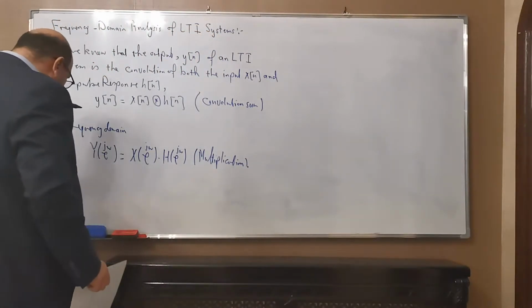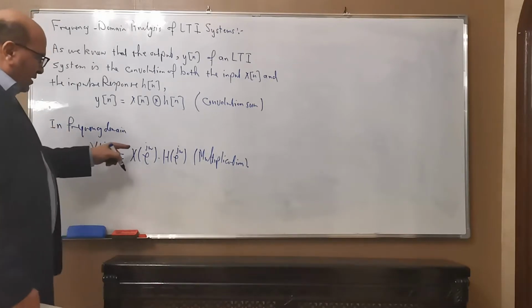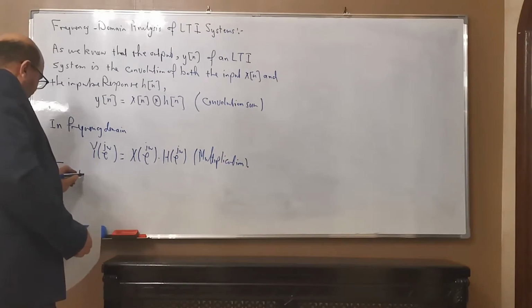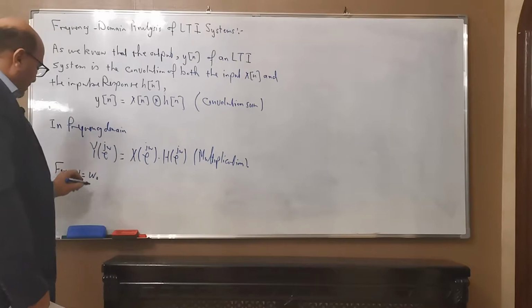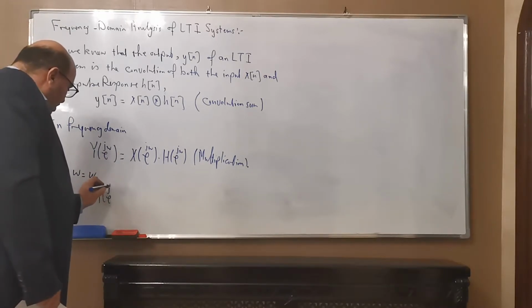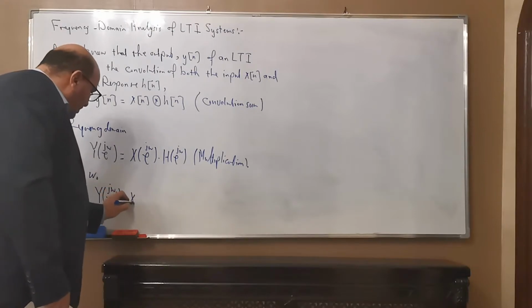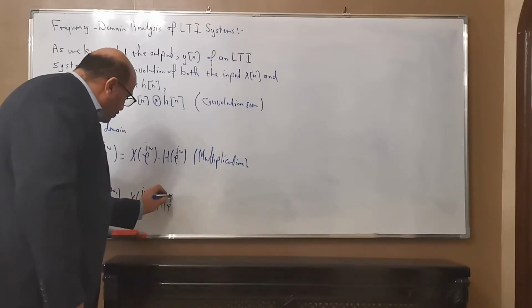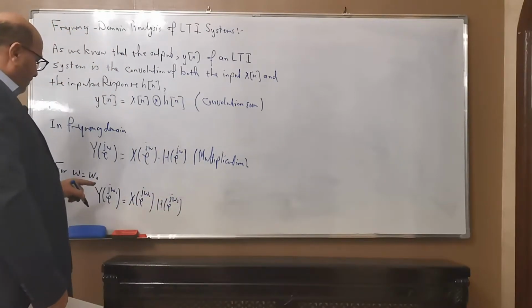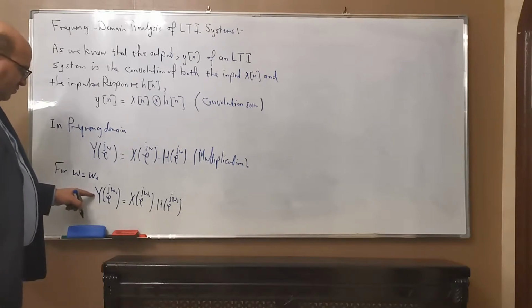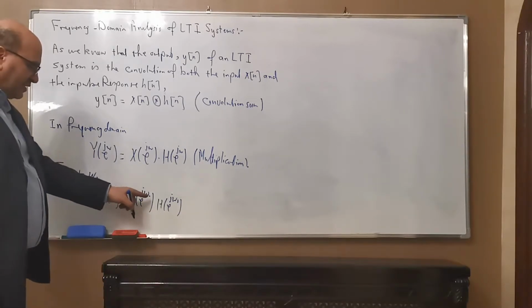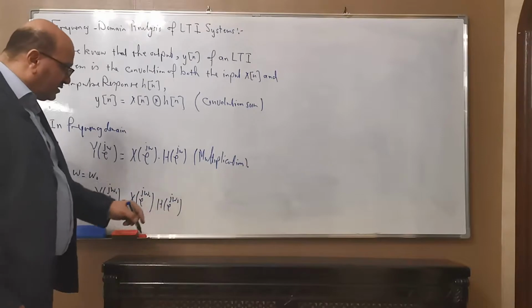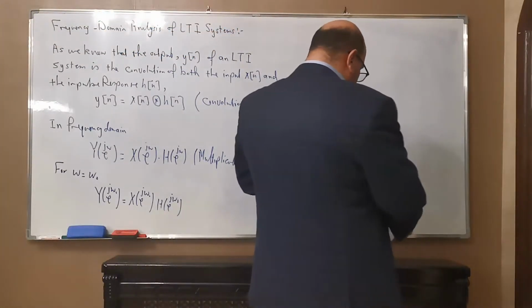Now, just a notice here, if we have ω equals some ω0, then we can say that Y of e^jω0 should equal X of e^jω0 times H of e^jω0. So it's the multiplication of the magnitude and phase of Y is equal to the magnitude and phase of X at this particular frequency times the magnitude and phase of H at this particular frequency. Okay.